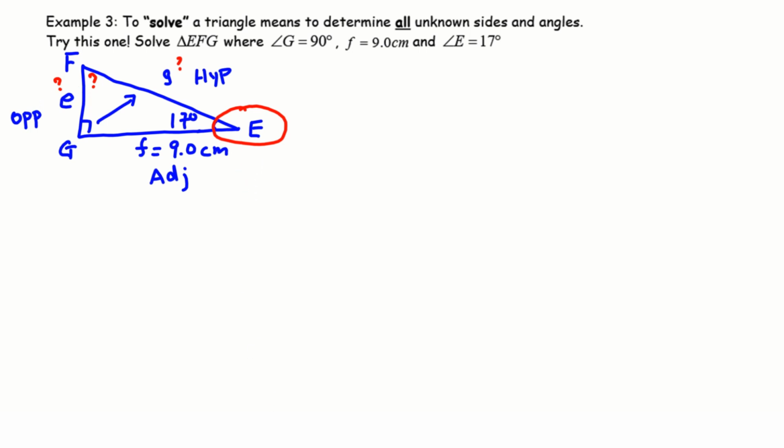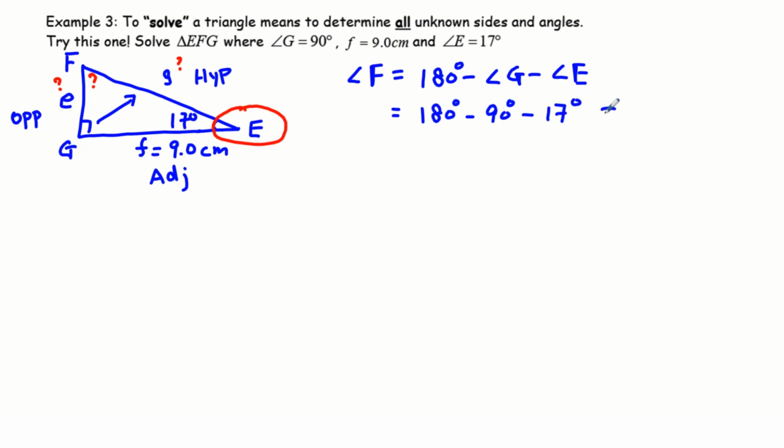After that, we want to solve for the first unknown, the easiest one, angle F. We could use 180 degrees, take away angle G, take away angle E, because the sum of the interior angles is 180. So 180 degrees, take away 90, take away 17 degrees, it gives you 73 degrees.